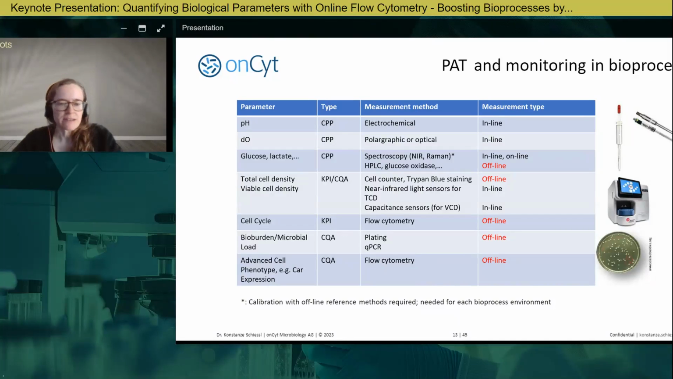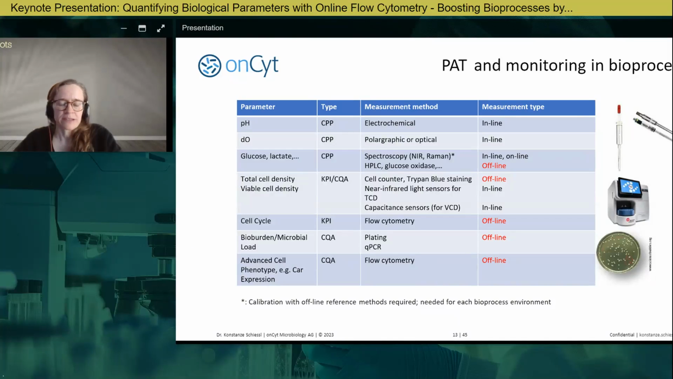Okay, and then we move down here. I put an example that's cell cycle. So this is a parameter you don't need for any bioprocess, but it can be interesting, for example, for monoclonal antibody production, because it can be related to the production itself. So it can be a KPI. And this, for example, can, as far as I know, only be measured with flow cytometry. And nowadays, this is done offline. So you take a sample and bring it to the lab and analyze it there.